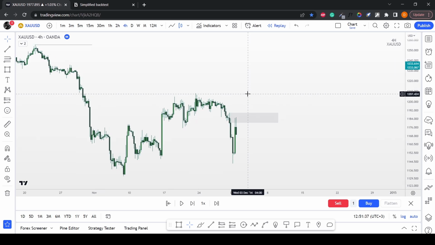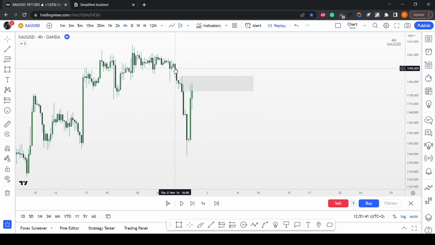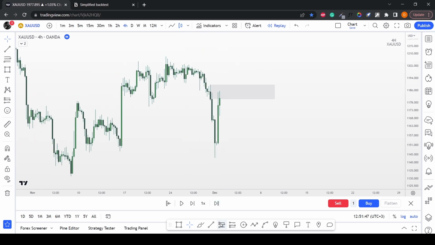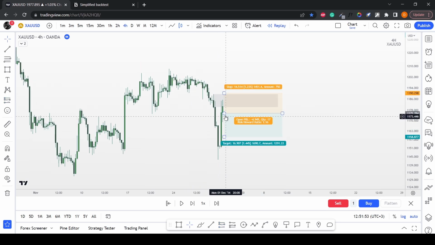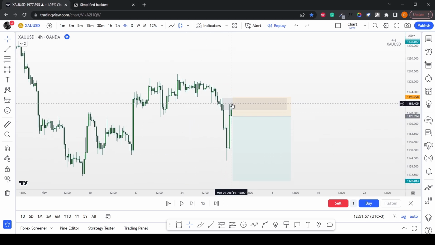So yeah, and now this is a mitigation. Okay, this is a mitigation of a zone after the down move. So this could be my entry opportunity, and I would definitely like to take this entry if it breaks below the body of this candle. So it does not need to close, only break.